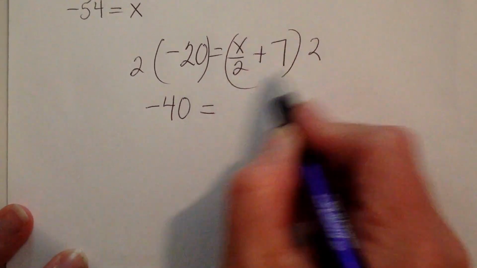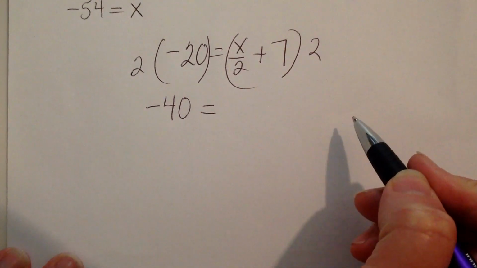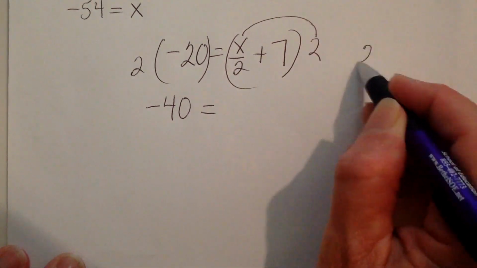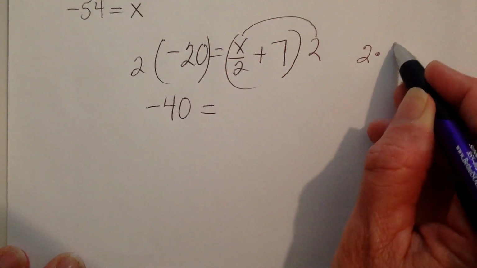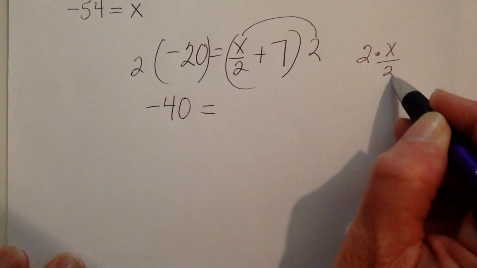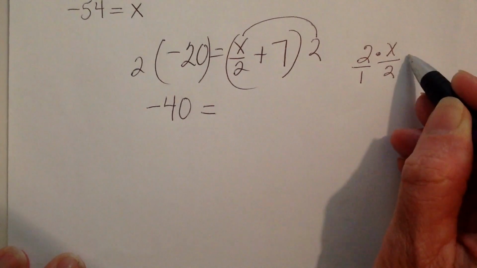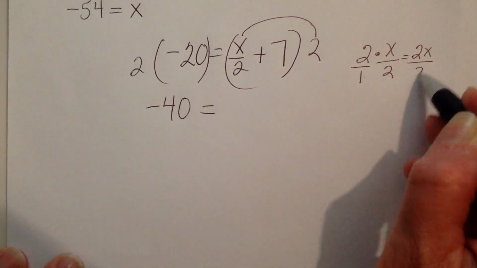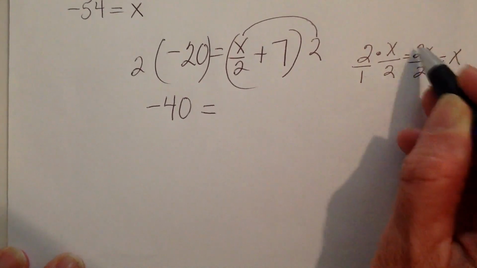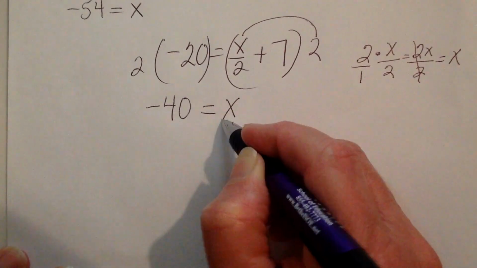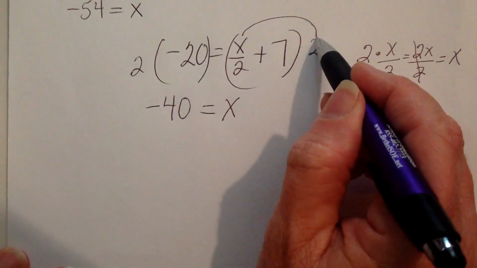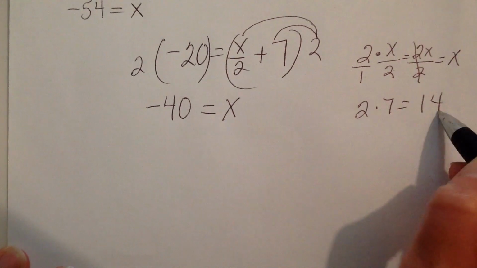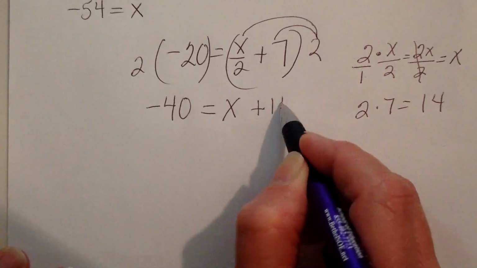If you multiply this whole right side by 2, we have to distribute. You're saying 2 times x divided by 2. Work it out to the side if you need to. 2 times x divided by 2: 2 over 1, if you multiply straight across, you get 2x over 2, and you end up with x after the 2's cancel. So I get x. Then I must say 2 times 7. Well, 2 times 7 gives you 14, and that's plus 14.